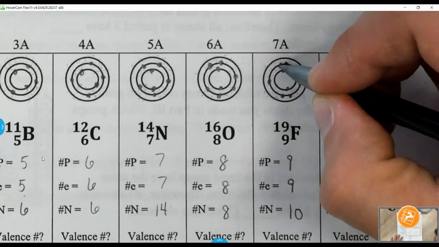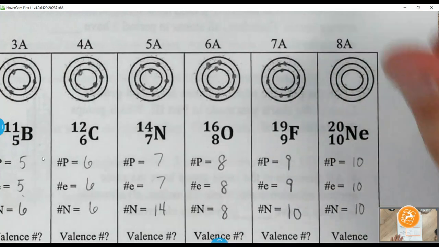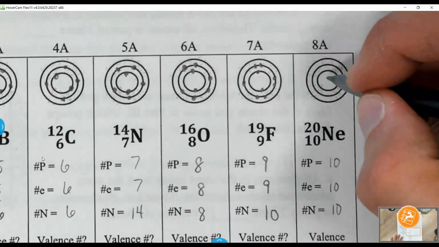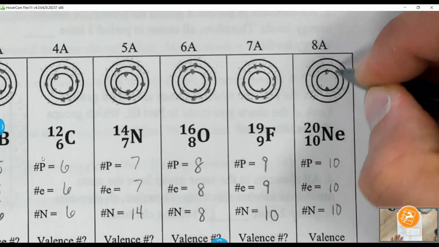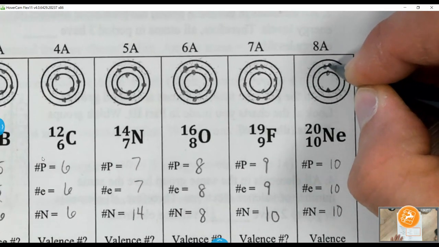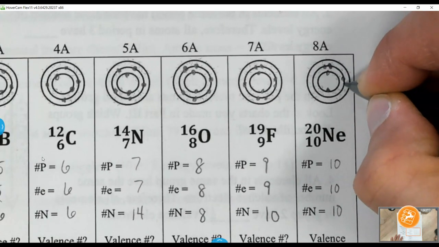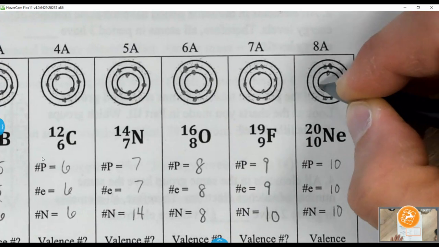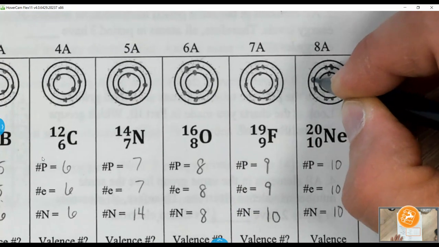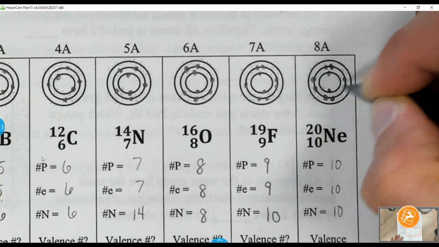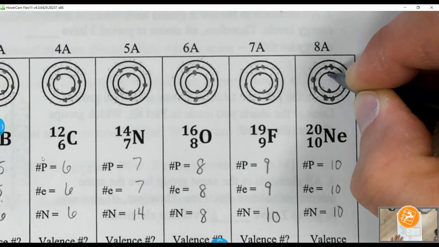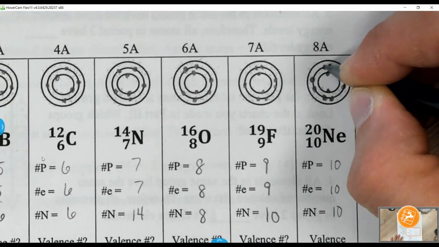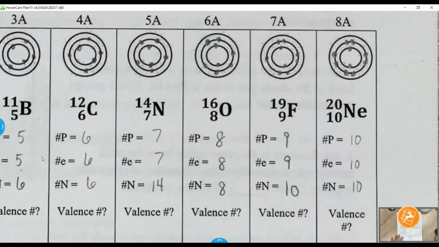So we have these 2, and now we have the 7 that adds, all right, gives us our total of 9. And the last one, 1, 2, and then 1, 2, 3, 4, 5, 6, 7, and 8. So we have a total of 10 electrons here. 2 in the first energy ring, 8 in the remainder. Okay, good.